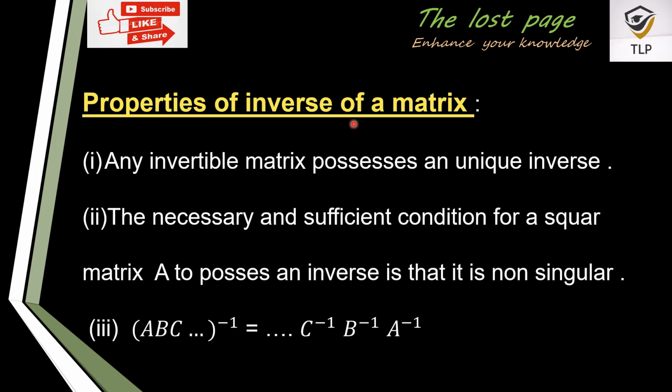Now, properties of inverse of a matrix. First property, any invertible matrix possesses a unique inverse. Second property, the necessary and sufficient condition for a square matrix A to possess an inverse is that it is non-singular, that is, determinant of A not equal to 0. Third property, (ABC) inverse equal to C inverse, B inverse, A inverse.